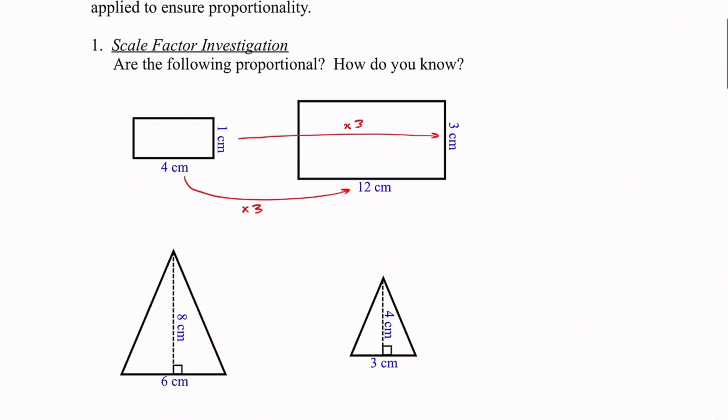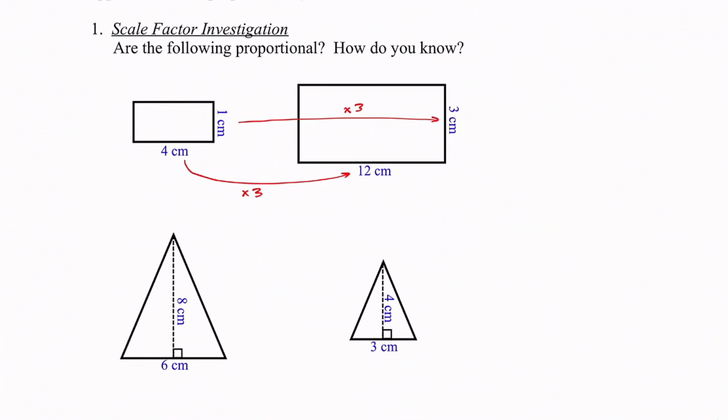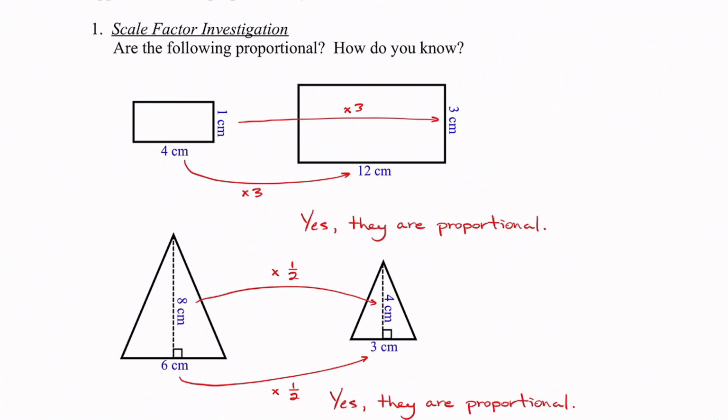Looking at the triangle one here, I can see that the base went from a 6 to a 3. So to get from the 6 to the 3, they multiplied by a half. And then also for the 8 to get to the 4, they also multiplied by a half. So in both cases, we could say yes, they are proportional. And then for being asked, how do you know? We'd alluded to this before, but anytime you multiply all of the dimensions by the same amount, that tells you it's going to be proportional.